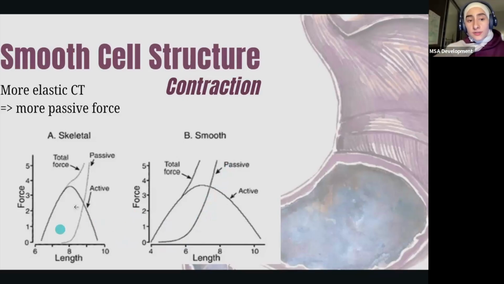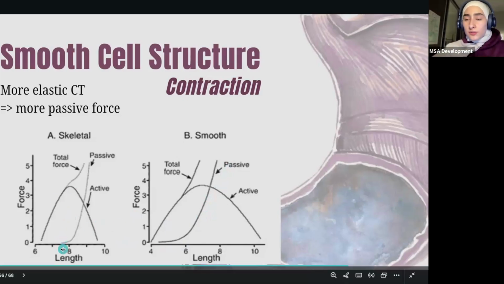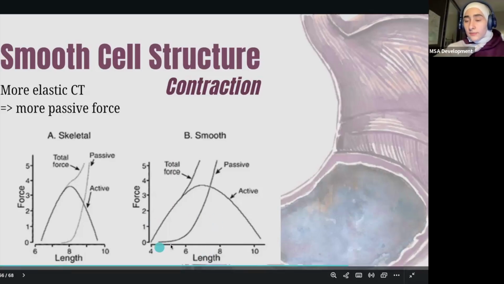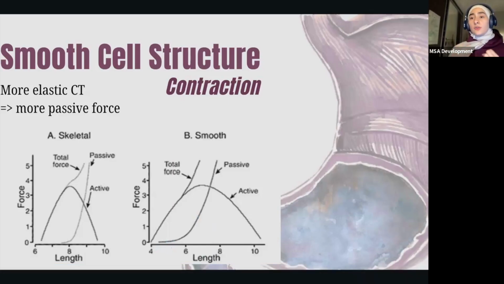You can compare it here to a skeletal muscle, let's just look at the numbers. The passive force only starts right after 8, which means you have to stretch the skeletal muscle quite a lot before you have a strong passive force. Whereas in your smooth muscles, your passive force starts much earlier on. All I'm saying right now is that your passive force in your smooth muscles is higher than in your skeletal and cardiac muscles because you have a lot of connective tissue. That's it.